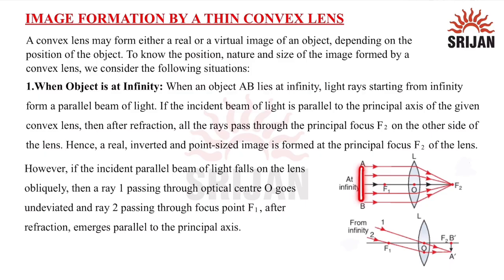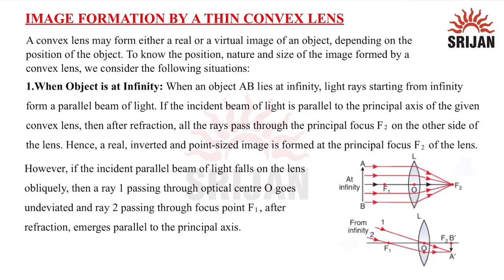When object AB is at infinity, the light rays starting from infinity form a parallel beam of light. Now, if the incident beam of light is parallel to the principal axis, then after refraction from a convex lens, all these rays pass through the principal focus, that is f2. On the other side of the lens, a real, inverted and point size image is formed at the principal focus f2.